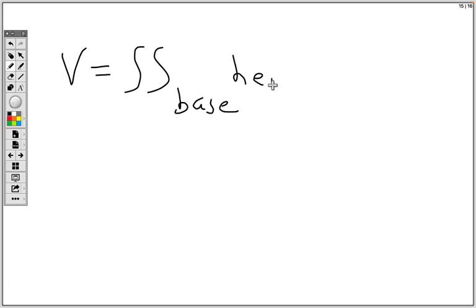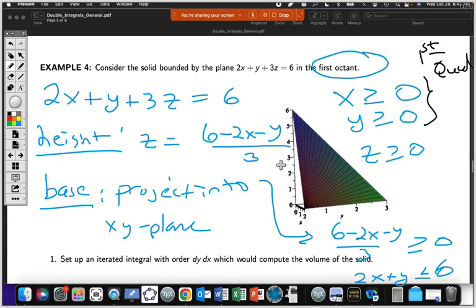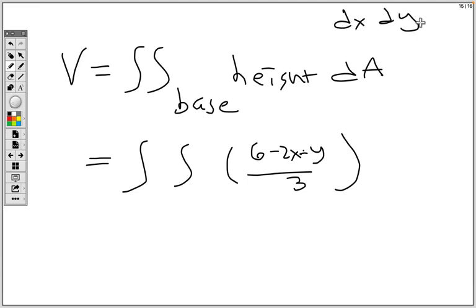All right. So the volume is the double integral over the base of the height dA. So that's a double integral. The height is that z we found there, 6 minus 2x minus y over 3. And then for dA, at this stage in the game, we have two options. We can either do a dx dy, or we can do a dy dx.